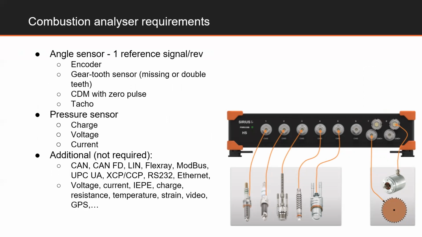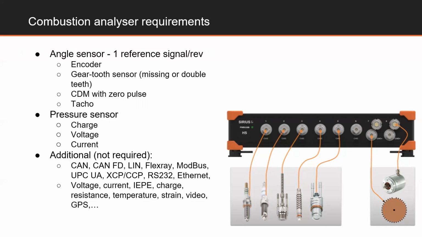And for this, we support any encoder. So these are 2 pulses with 1 zero pulse every revolution. We also support CDM with zero pulse. So this is just one wheel with constantly spaced pulses. Usually it's 360 or 720 pulses and one additional zero pulse each revolution. The Tahoe is also supported, although not really recommended since this is really low accuracy combustion analysis.